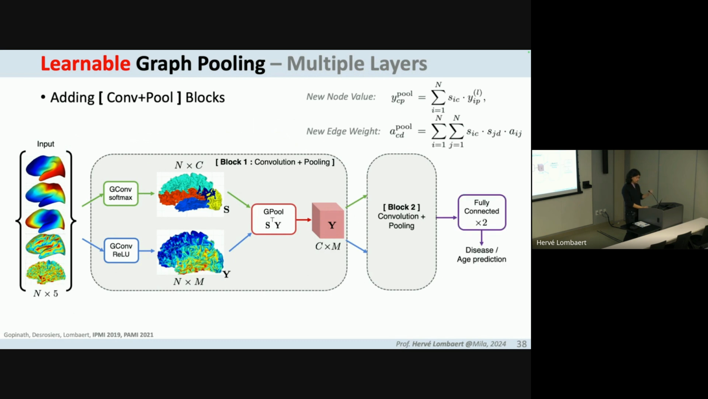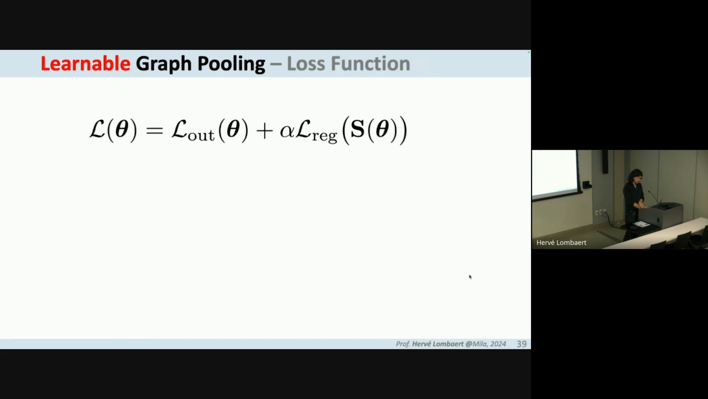You can build any fancy architecture that you want. You know how to assign n nodes to a different n, the new nodes and new edges that you have here. And to learn, at the very end, you decide the task that you want to do, either, for example, disease classification or age regression. You really have fun the way you want.